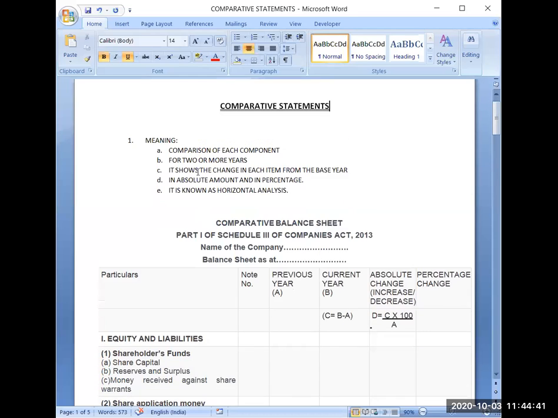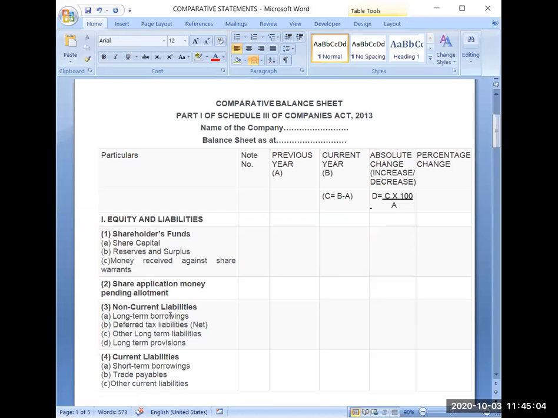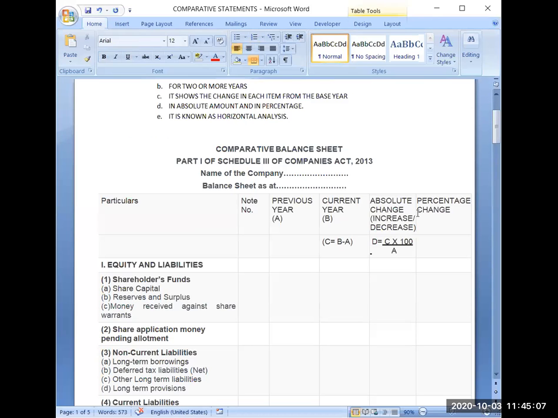Now what happens in a comparative statement? In a comparative statement, the data is compared for 2 or more years. So we are comparing data of the previous year with the data of the current year. Here we try to find out the change since last year in the particular account, in all of the accounts mentioned in the balance sheet or profit and loss. So first we will calculate the change. This is the third column.